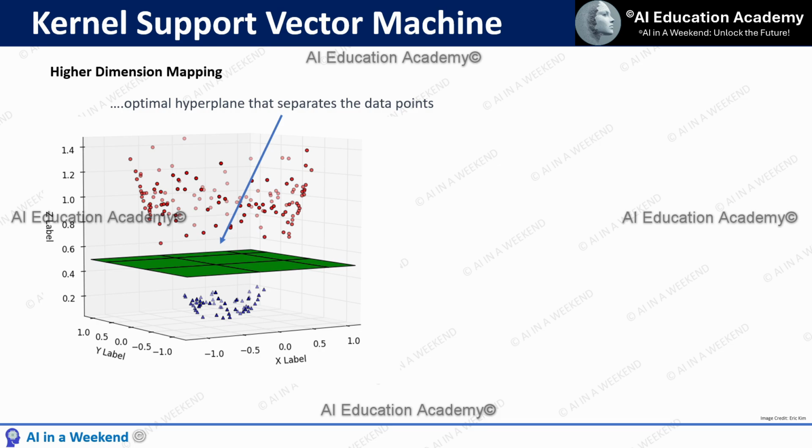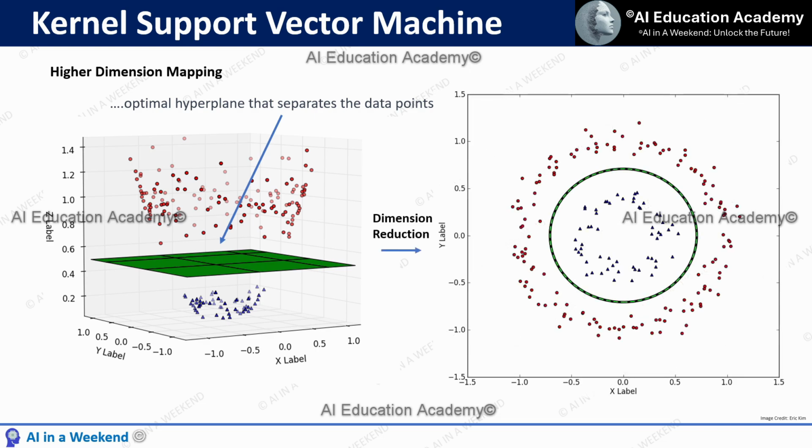The support vector machine algorithm finds the optimal hyperplane that separates the data points of different classes with the maximum margin. Here, as you can see, a hyperplane separates data into two categories. And when we reduce the dimension, we will have our data set separated into two categories.